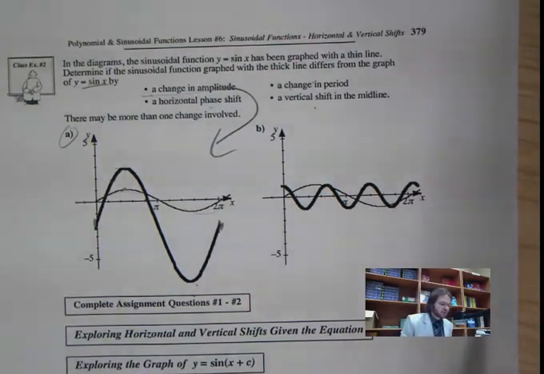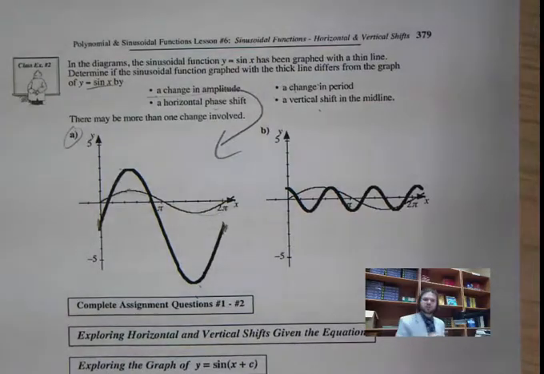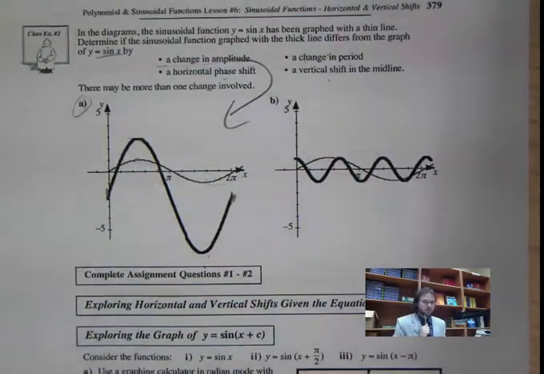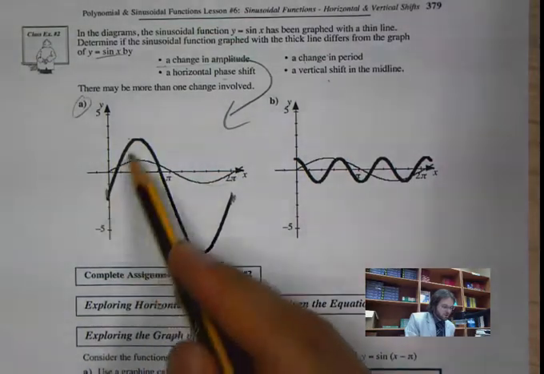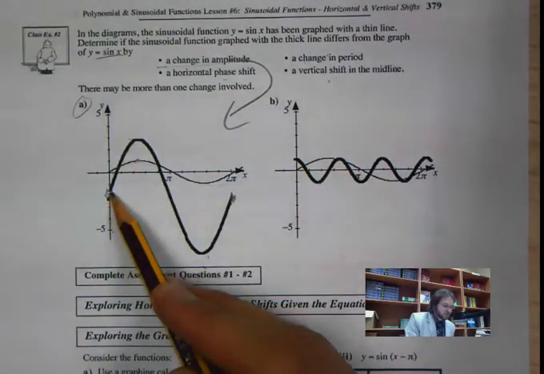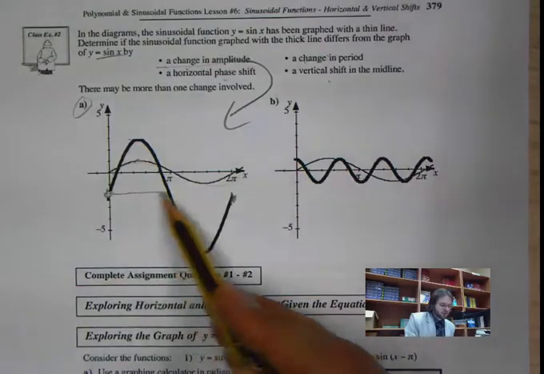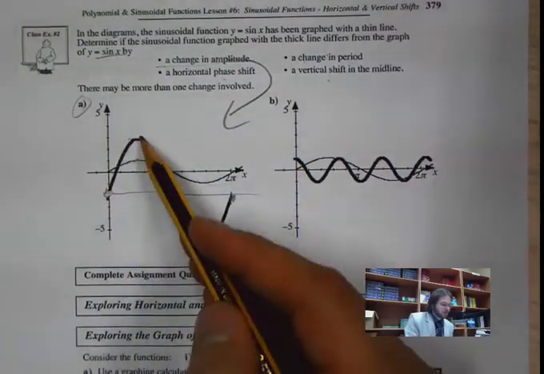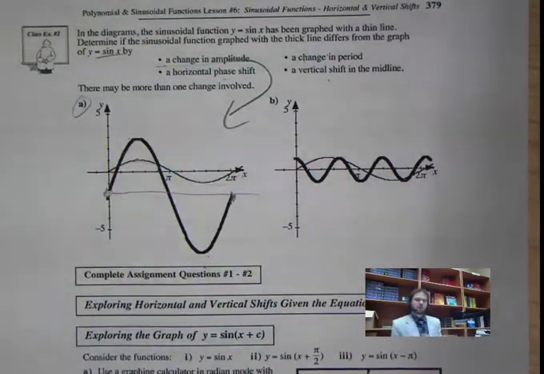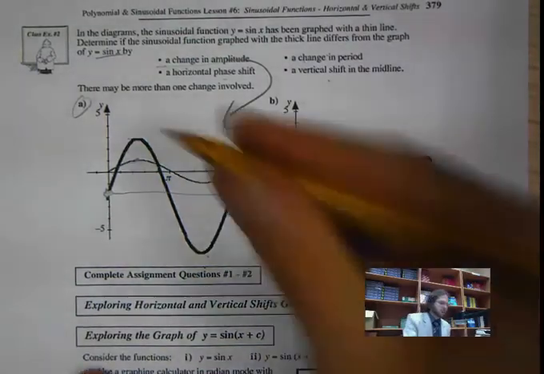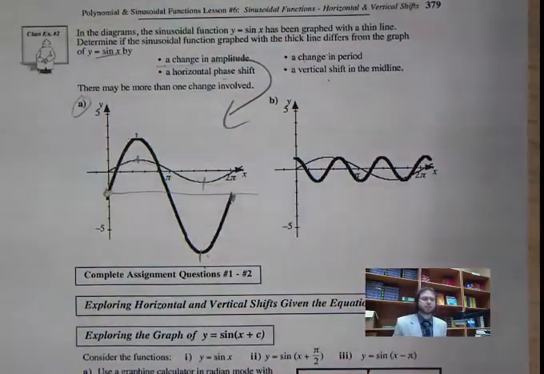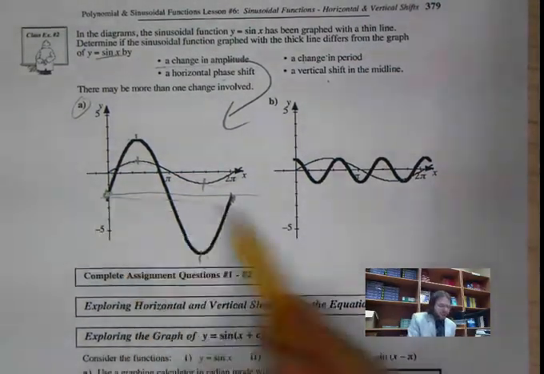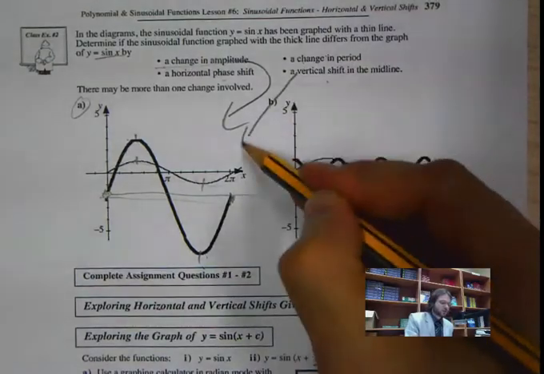Horizontal phase shift. Is there a horizontal phase shift? Did I move left and right? Did my C value get activated there? I look at this. No. I'm starting at my zero, or what my midline is, the middle of the graph, and I'm ending. So there is no shift left and right. My max is still lined up with my max. My other max is lined up with my other max. There's no shift left and right. What about vertical shift? Well, my midline is down here now. So there was a vertical shift.